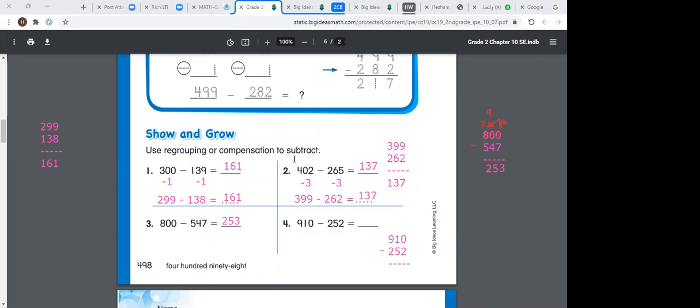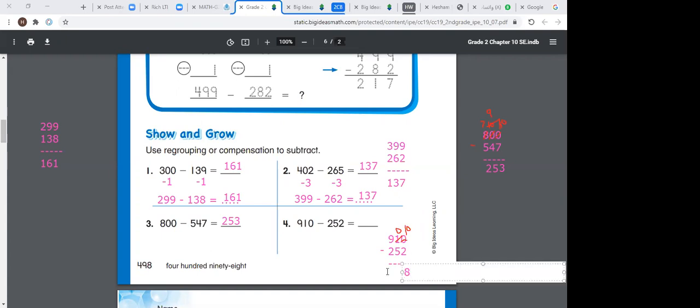0 minus 2 can be or can't be? Can't. Now 0 will go to 1 and borrow 1. Now 1 becomes what number? 0 becomes what number? 1 becomes 0 and 0 becomes 10. Excellent. Now 10 minus 2 equals what number? 10 minus 2 equals 8.